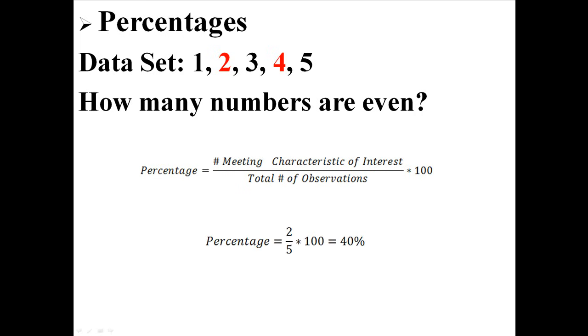The characteristic of interest is even. There are 2 even numbers divided by 5 total observations. So 2 divided by 5 times 100 is 40. We could say that 40% of the numbers in this data set are even, and that would be a percentage.